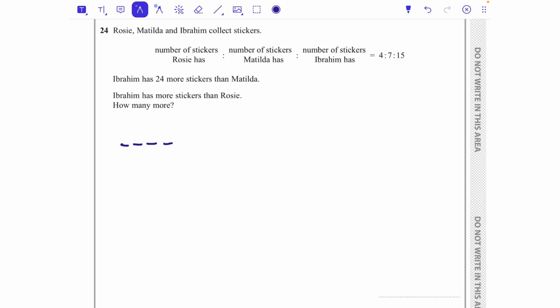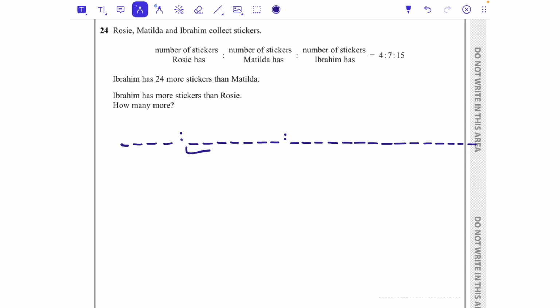I know it's quite long, but there we go. I always like to draw them out for ratio. 4 little lines for Rosie, 7 little lines for Matilda, and 15 little lines for Ibrahim. Now it says Ibrahim has 24 more stickers than Matilda. So how many extra little lines has he got?